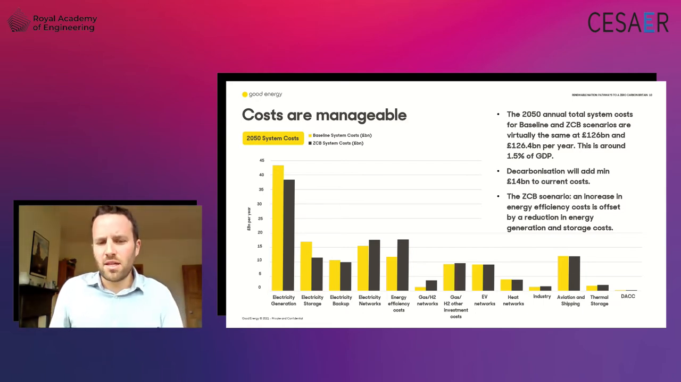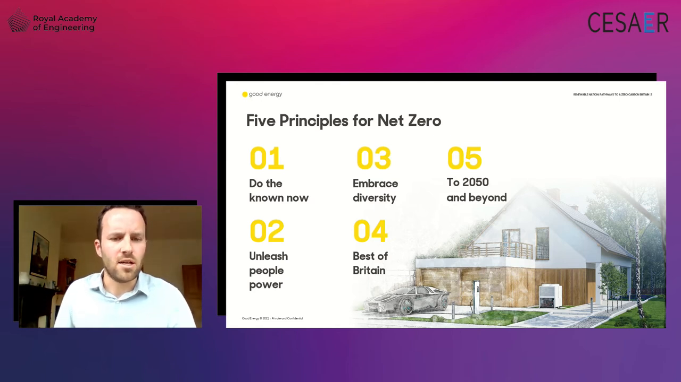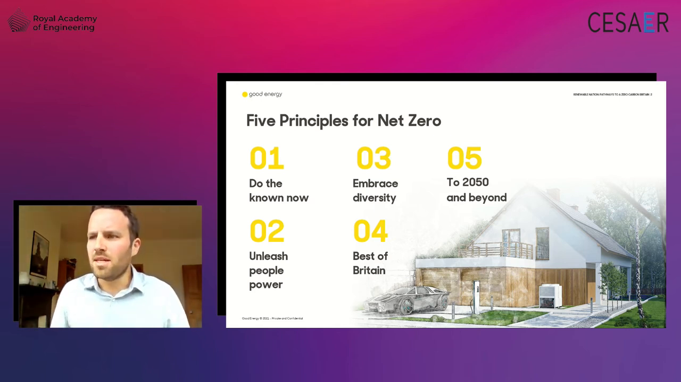Finally, the final slide. On the back of this work, we developed five principles for net zero. Each of these principles comes with recommendations alongside them, and they're some of the things that we were familiar with, really. They include doing the known now. That means just getting on with it, increasing the amount of money we spend on innovation and R&D in Britain, which is lower than some other European countries. So we're suggesting 1.5% of GDP on net zero research and development, for example.